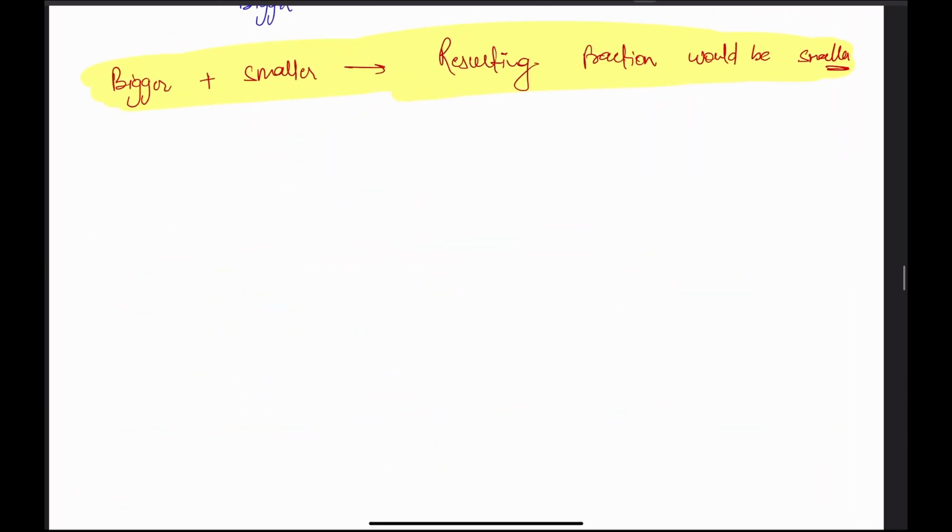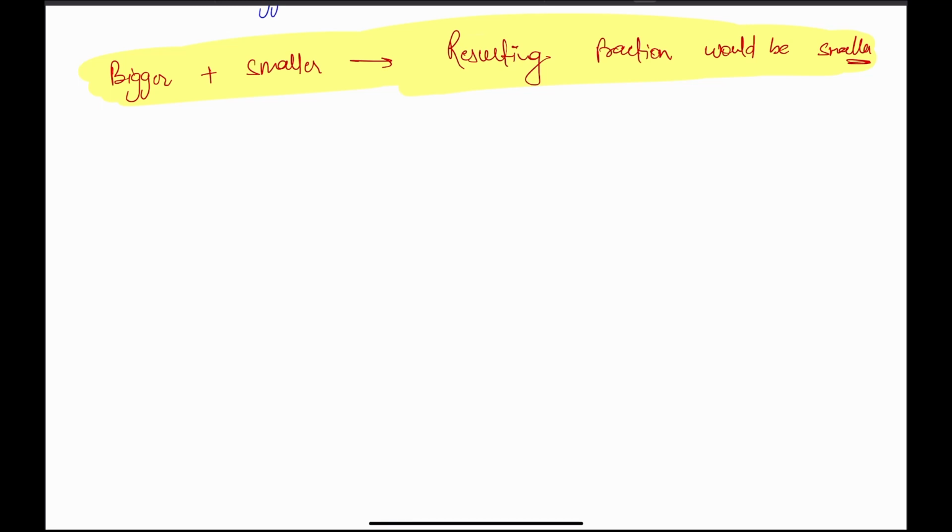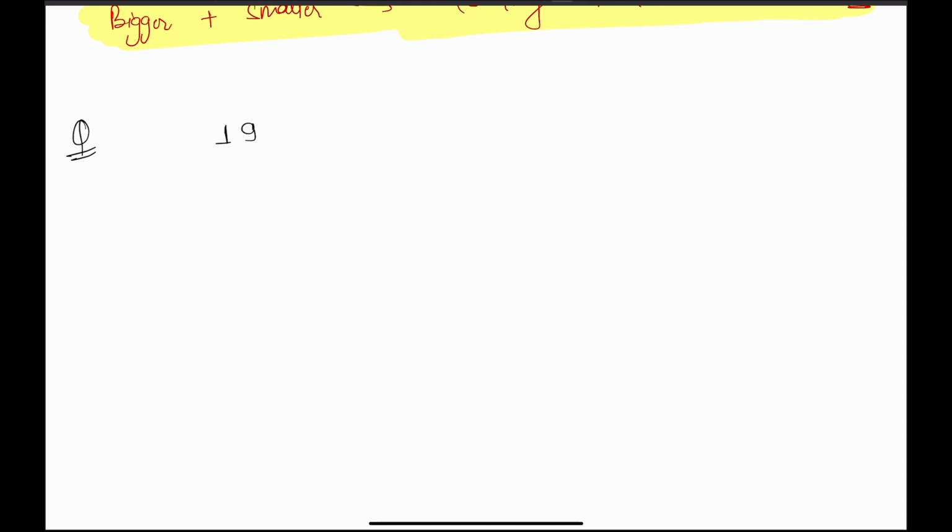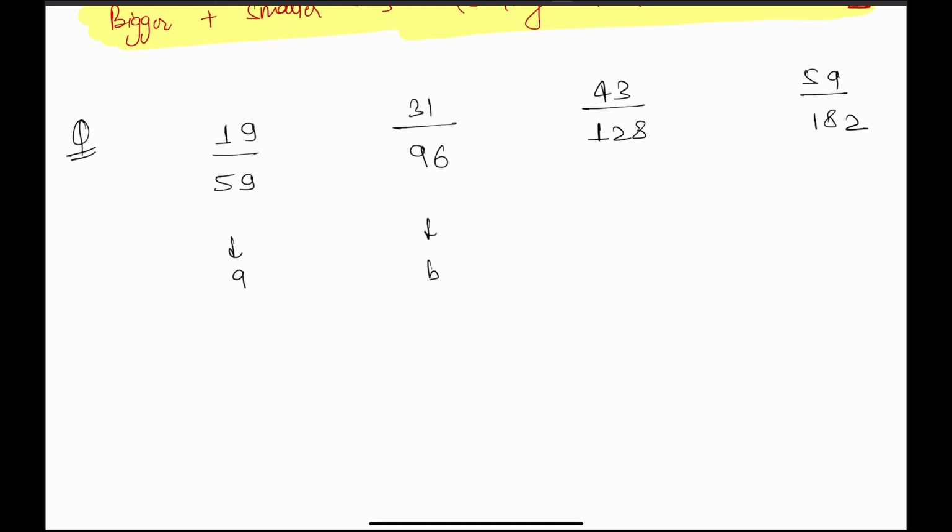And let's just take one big question and then we'll follow further. So the question is, we need to arrange 19 by 59, 31 by 96, 43 by 128, 59 by 182. So if this is A, this is B, this is C, this is D, we have to arrange them in order. So let's just use the same technique.